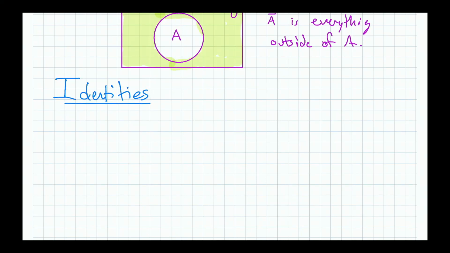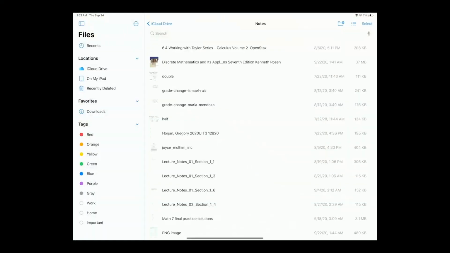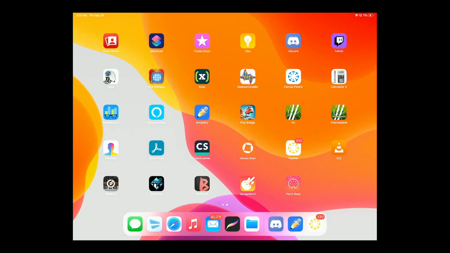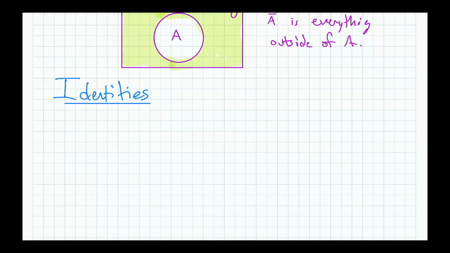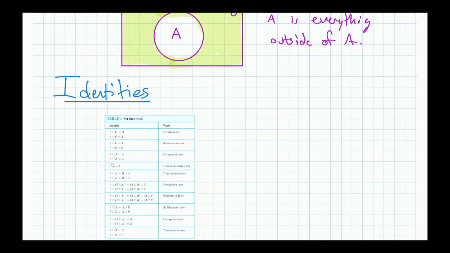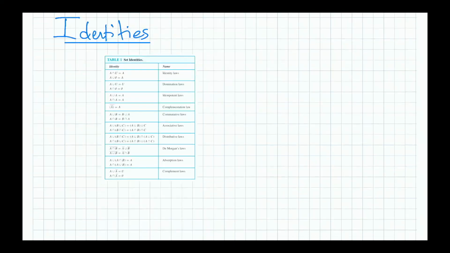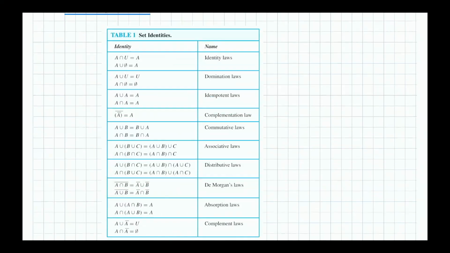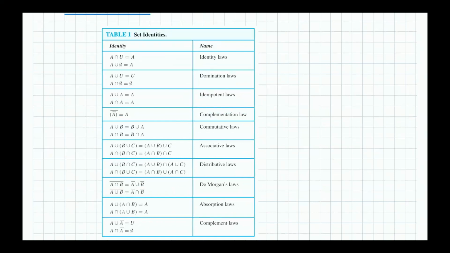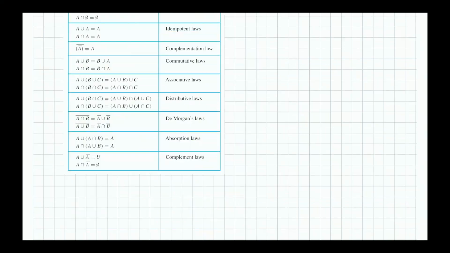All right. So I'm going to bring this up. What I'm doing is bringing up an image. And now that I got the image up there, I've got to erase what I just did. Then I've got to blow this picture up so you guys can see it. And there you go. Those are your set identities.